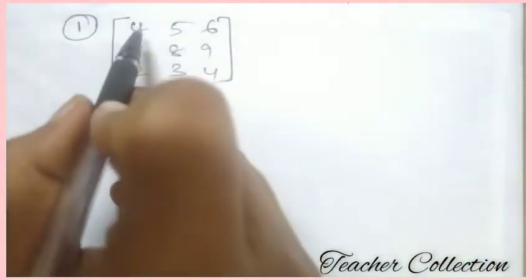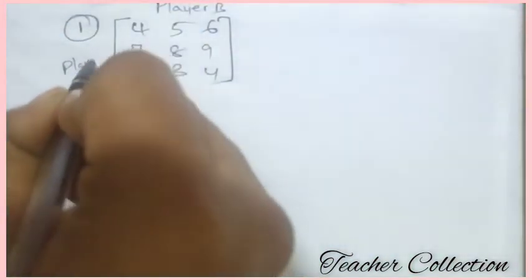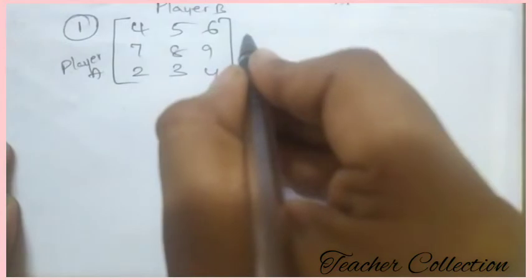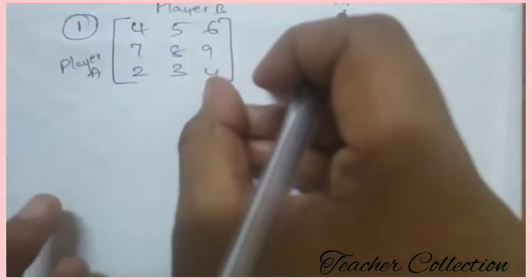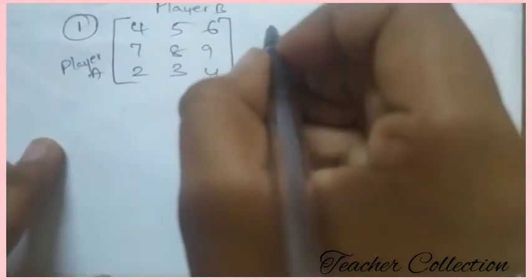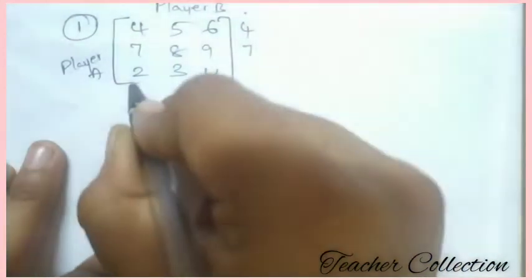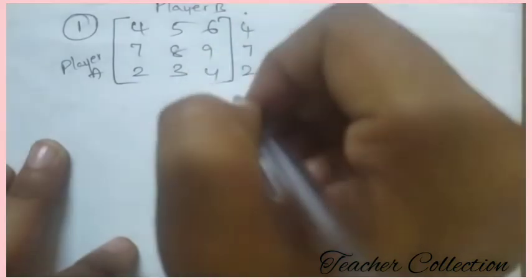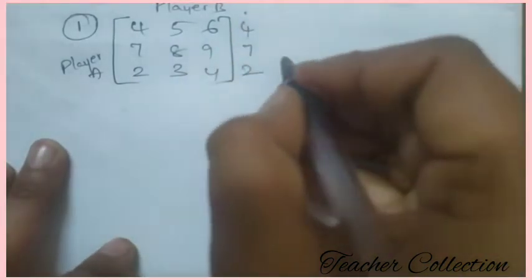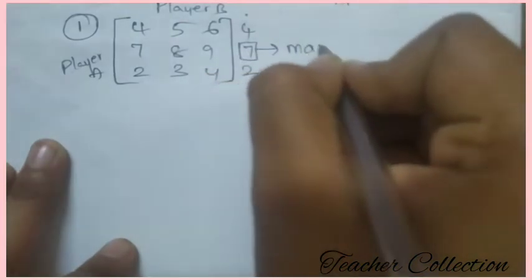Okay, here this is a payoff matrix, player B here and player A here. The first step is we have to find the minimax and maximin values. First, maximin. In this row which one is minimum? 4. In this row which one is minimum? 7. Here 2. Among these, which one is maximum? 7. So this is the maximin.